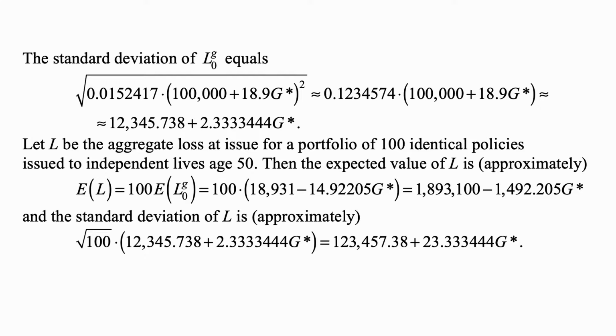1,492.205 G star, and the standard deviation is the square root of 100 times the standard deviation that we calculated before. So that ends up being 123,457.38 plus 23.333444 G star.